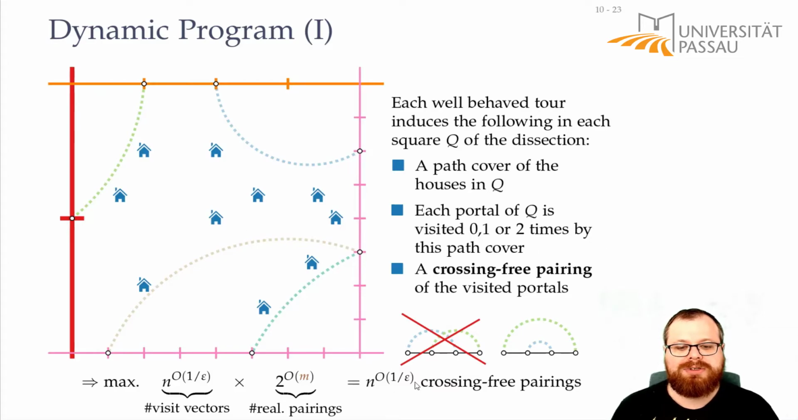So the factor 2 just disappears in this Landau symbol. And we are still somewhere in the order of 1 over epsilon, some constant divided by epsilon. So this is the total number of crossing free pairings that we can have. So now what we want to do is just brute force.